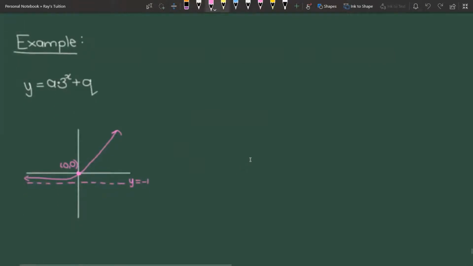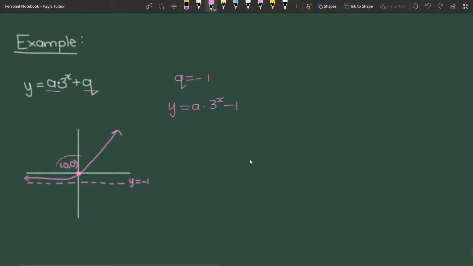So in this one over here, we have y is equal to a times 3 to the power of x plus q. So there are two unknowns that we do not know. Let us start by noticing that the asymptote is y is equal to minus 1, which would mean that our q value is equal to minus 1. Therefore, we have our equation that y is equal to a times 3 to the power of x minus 1. We still have one unknown, and to solve for that unknown, we'll have to substitute a point in.